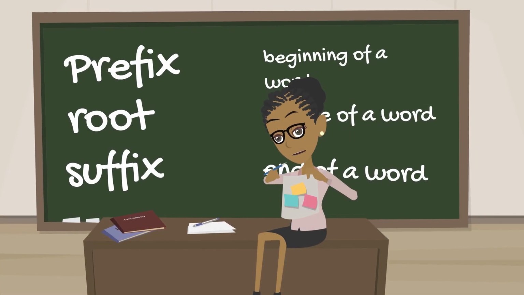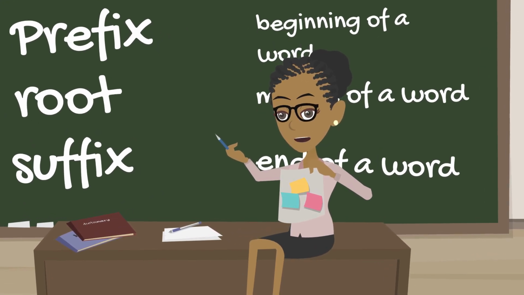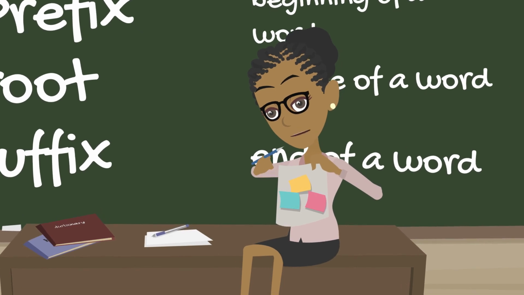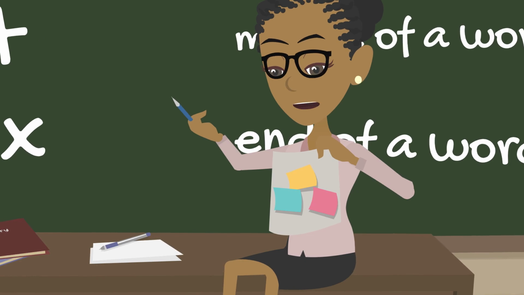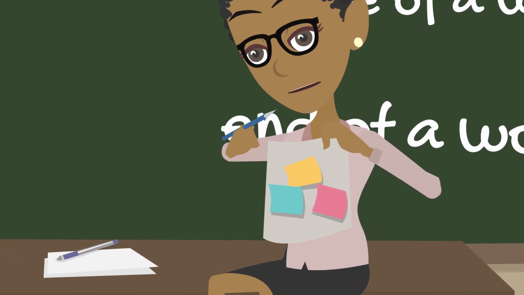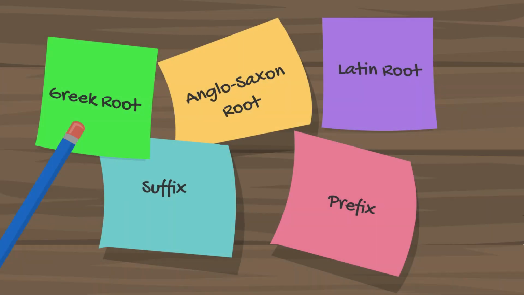To help us identify each word part, we will assign a color to the prefixes, Latin roots, and suffixes. When we encounter Greek roots, we will assign it a color, as well as common Anglo-Saxon words. Green for Greek roots, amber for Anglo-Saxon, lilac for Latin roots, sapphire blue for suffixes, and pink for prefixes.